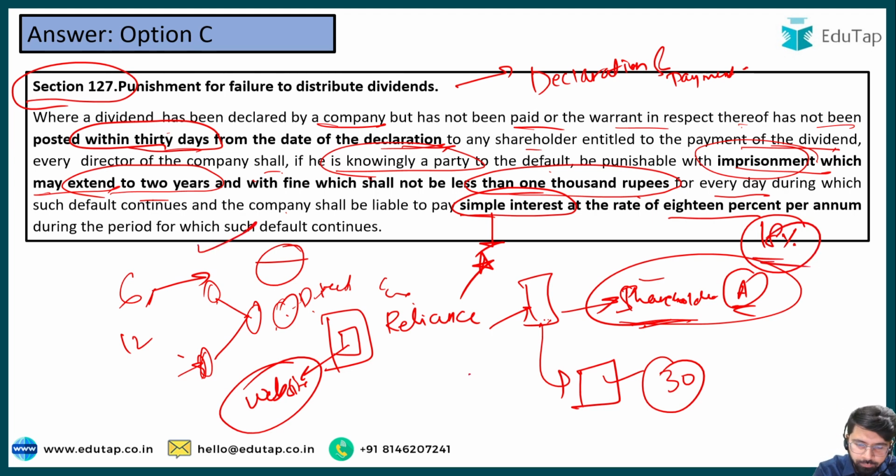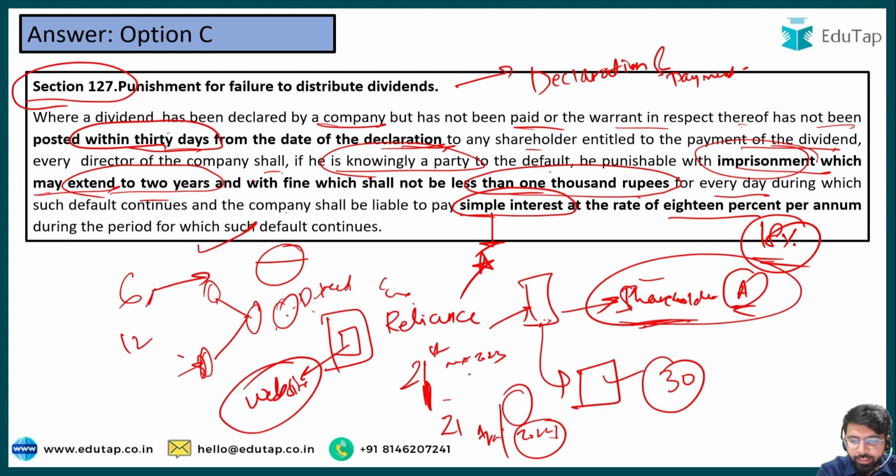Suppose you are a shareholder. On 21st March 2023 the dividend is declared, and the person has not got the dividend even after 30 days, say 21st April 2023.